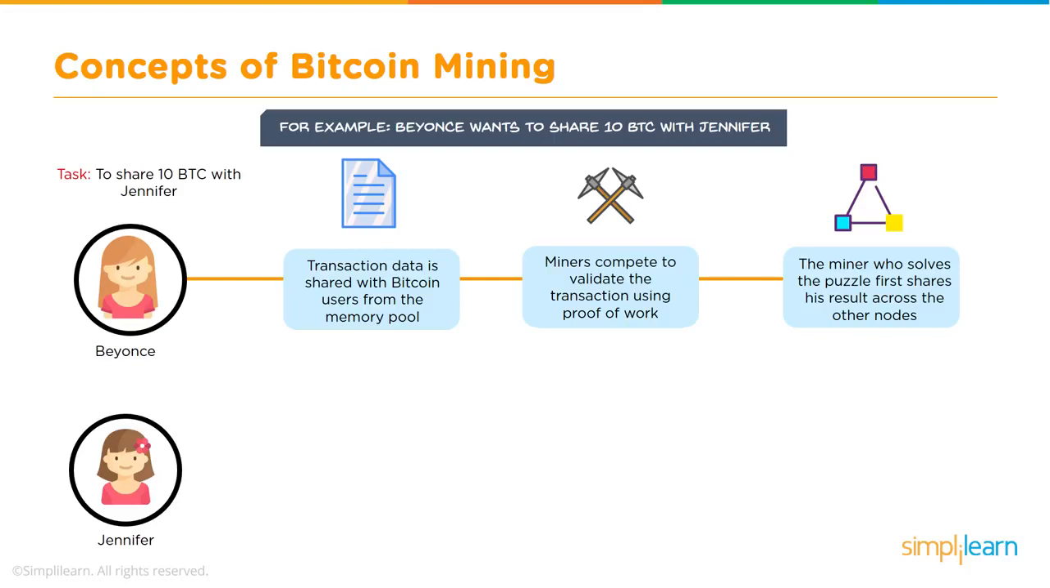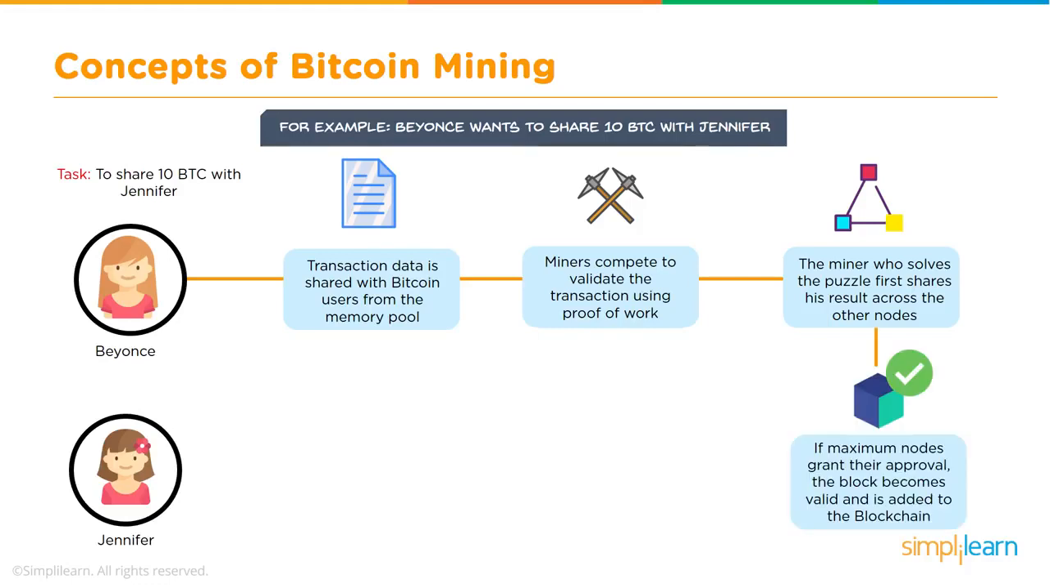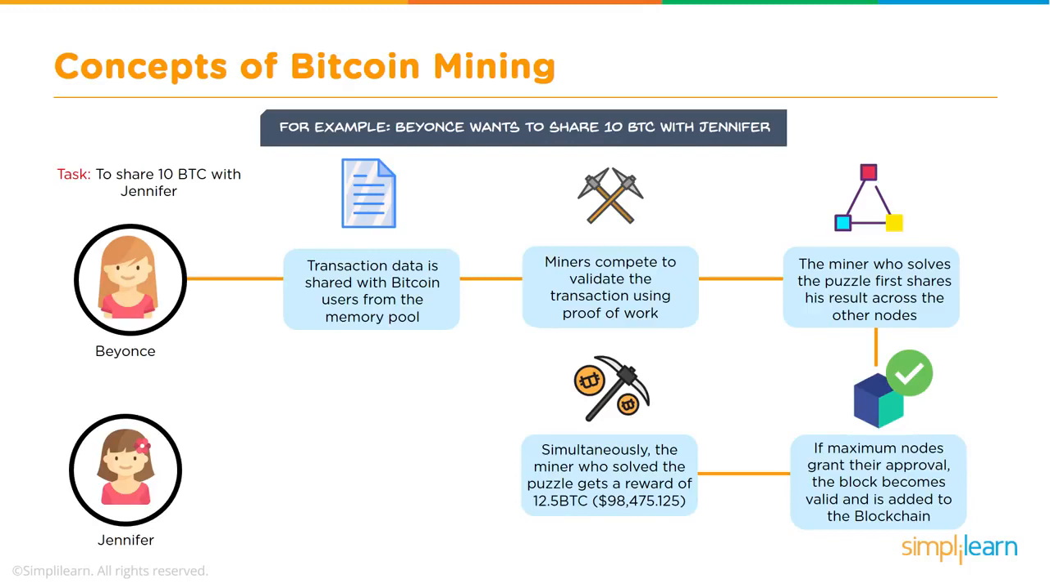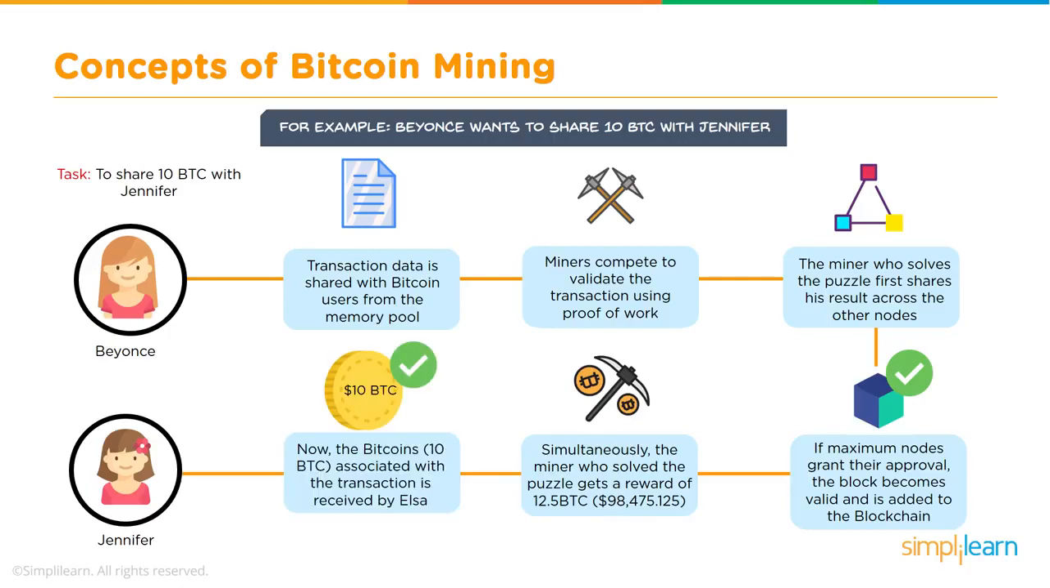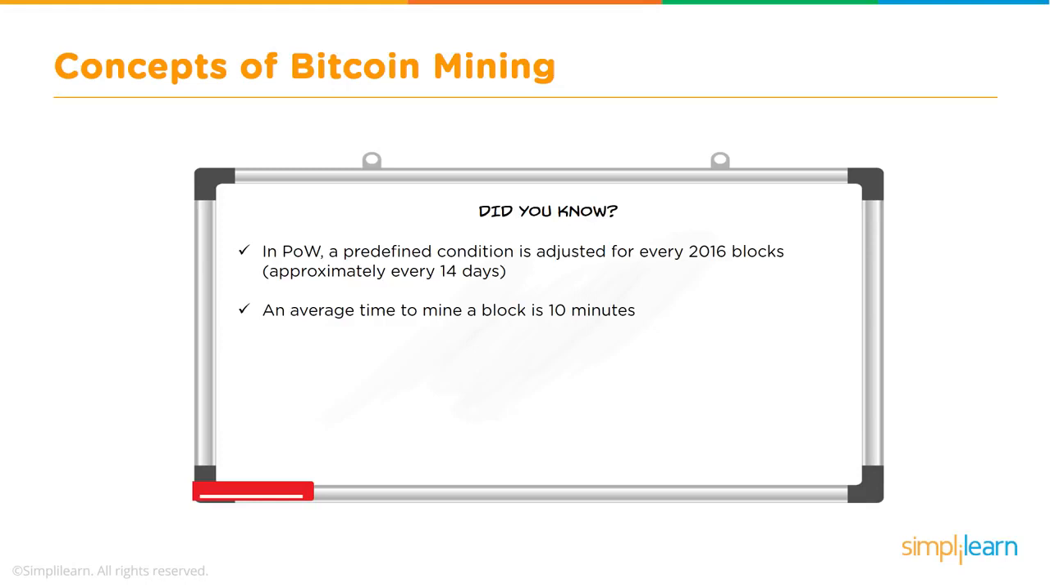The miner who solves the puzzle first shares his result across the other nodes, the other set of miners. Now, once the block is verified and the nonce has been generated, the nodes will start granting their approval. If the maximum number of nodes grant their approval, the block becomes valid and is added to the blockchain. Simultaneously, the miner who has solved the puzzle will also receive the reward, which is 12.5 Bitcoin, which as of today stands at around 98k dollars. Now the 10 BTC for which the transaction was initiated will get triggered and transferred from Beyonce to Jennifer.